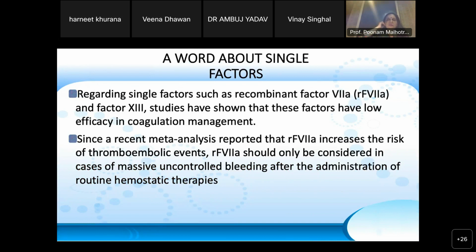A report on factor 7A says it increases the risk of thromboembolic events, and therefore there should be very, very guarded use of factor 7A in ECMO. This is my concern because we were using it randomly and losing a lot of our patients because of intracranial hemorrhage. So we stopped using factor 7 at all in a bleeding patient on ECMO. It is a myth, it should not be used, is our experience at least of the 40 cases that we did on factor 7A. Next, please.